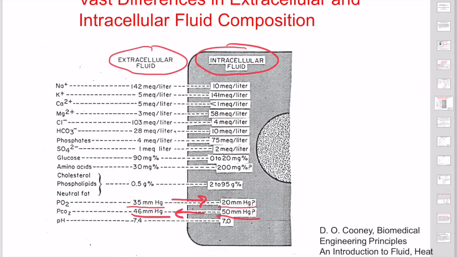Cool. For some substances like sodium, that's a huge difference. There's a lot of sodium outside and very little sodium inside, which means that diffusion would go into the cell. So there's some active transport of the sodium out of the cell at all times to counter this diffusion. And if you look at potassium, it's the other way around.